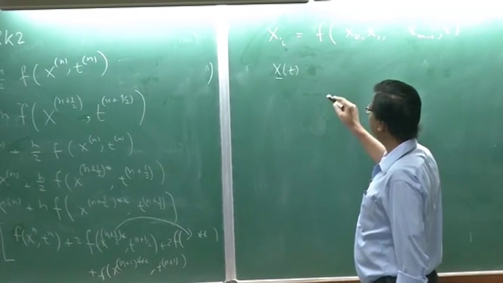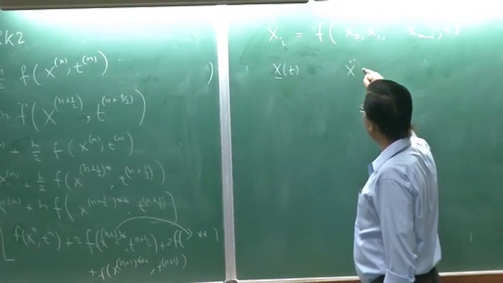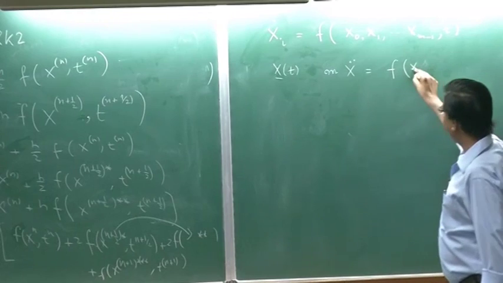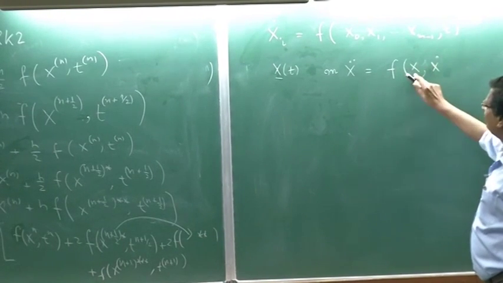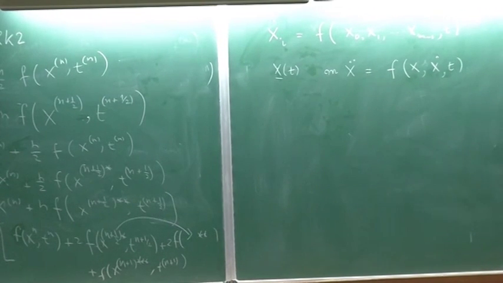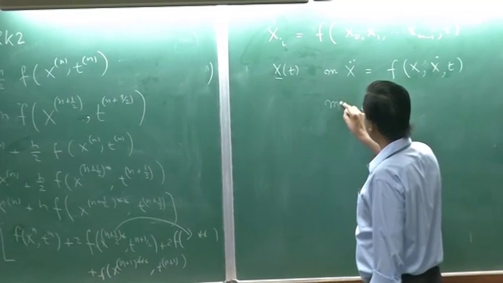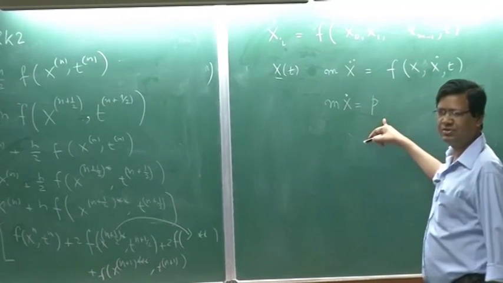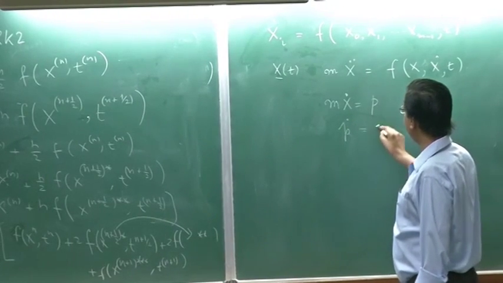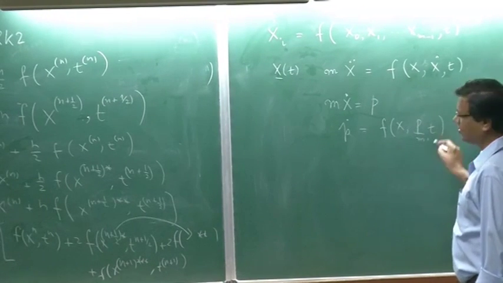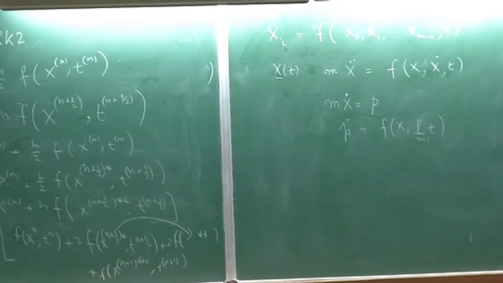In mechanics, we have an equation in 1D for a particle of mass m. m x double dot is force, which is a function of position, velocity, and time. Now this is a second order equation, so I should first convert it to first order. How do I do that? m x dot is momentum. So this is first order. Then p dot is f of x, p by m, and t. So I have two first order equations, I can solve it.